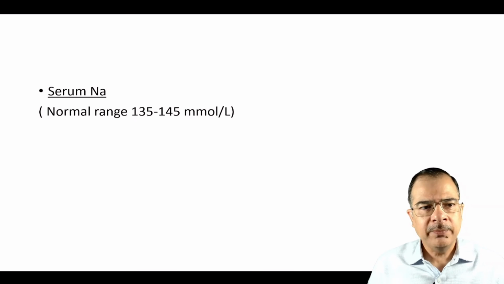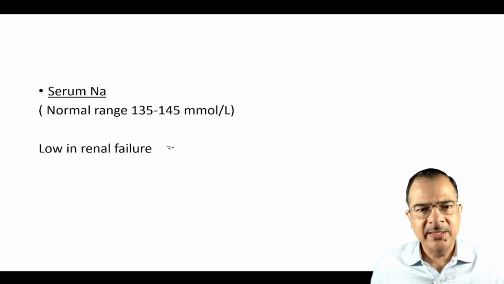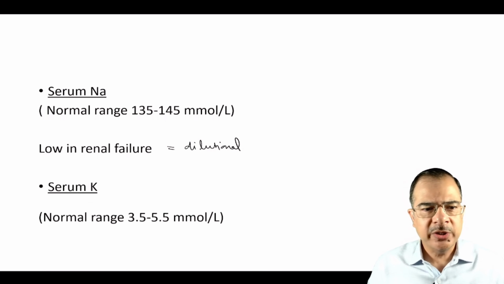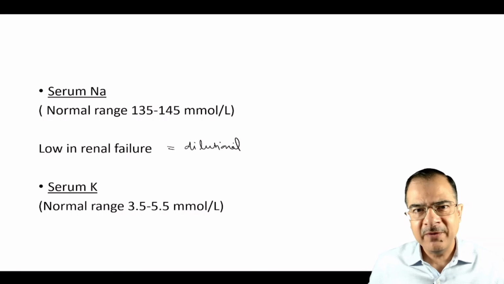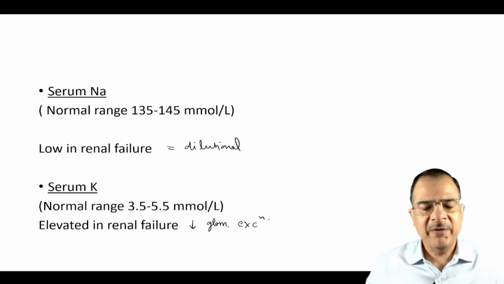Now serum sodium normal range is 135 to 145, and it will be low in renal failure. The reason is a dilutional effect: more water retention is there, and that will dilute the serum sodium. Serum potassium normal range is 3.5 to 5.5, and it is usually elevated in renal failure because of decreased glomerular excretion of the potassium. So the level will be high.